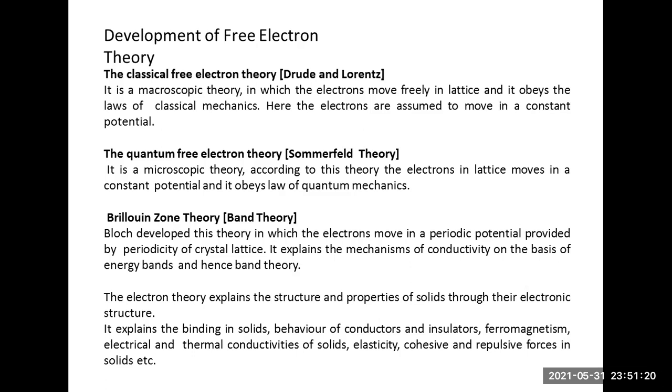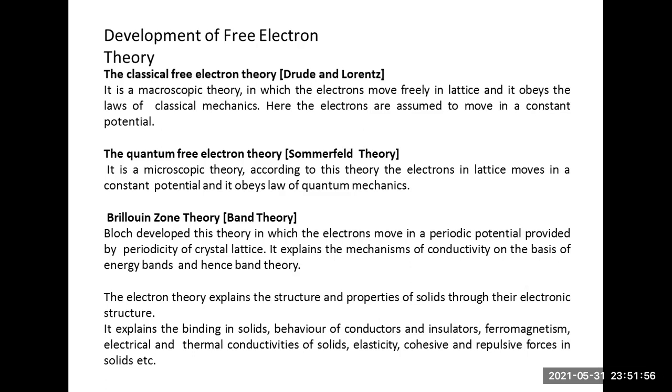So we have different approaches given by different scientists regarding the free electron theory. In the first section, we studied in the previous class also. So we'll have a very quick recapitulation of this free electron theory. The basic theory that we are dealing with is called classical free electron theory, which has been proposed by Drude and Lorentz, and it's a macroscopic theory.